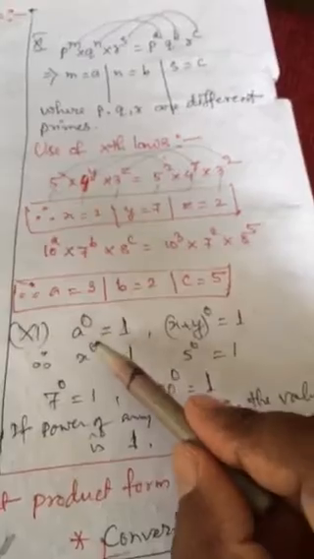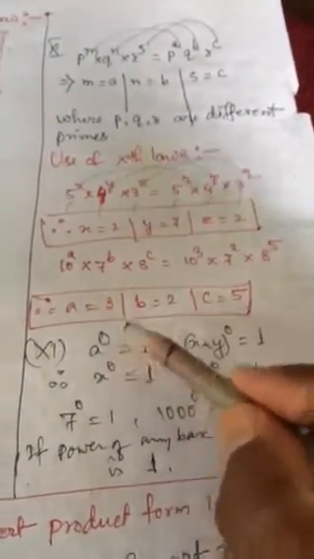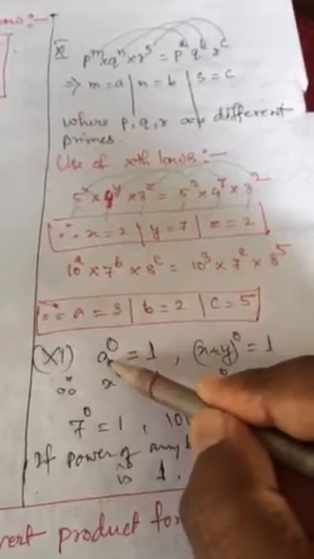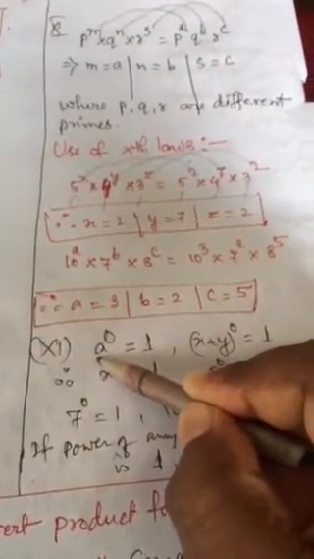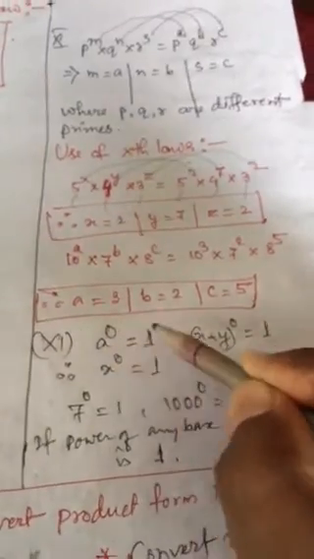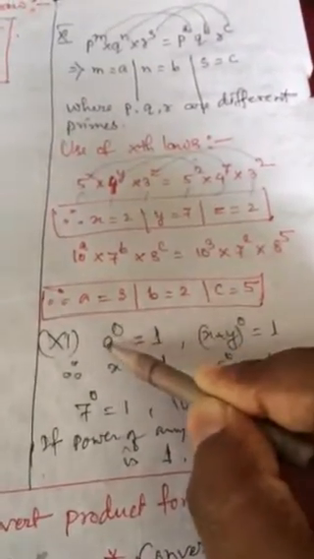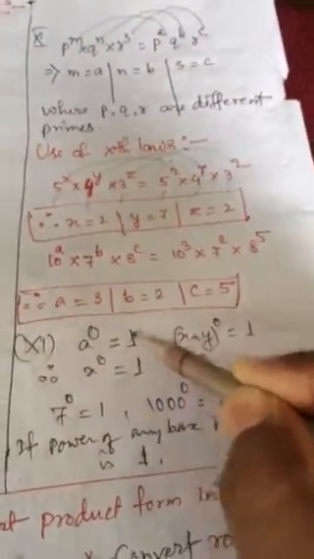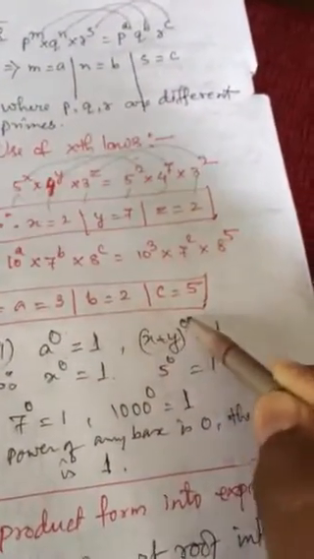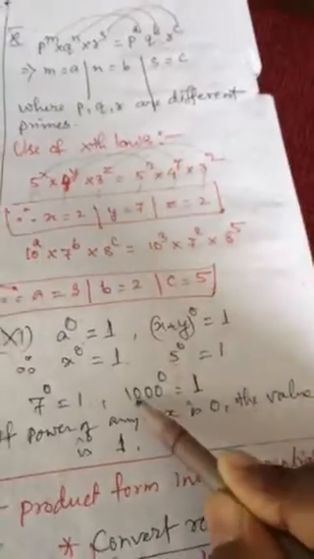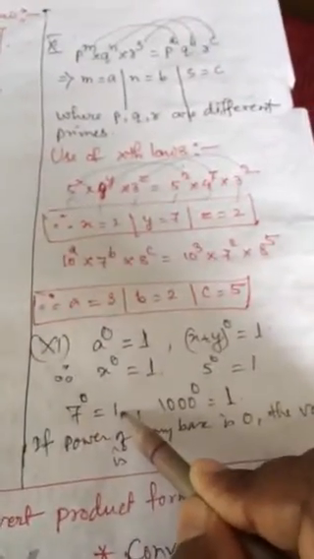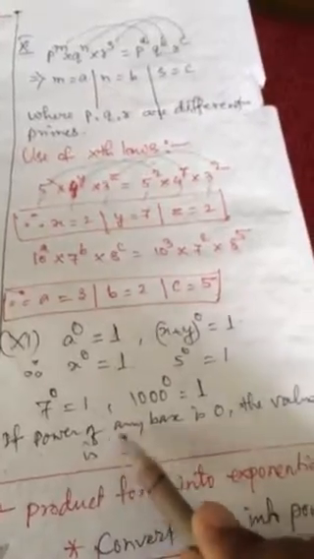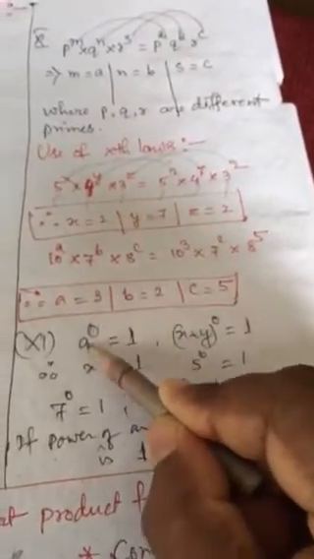And one more thing, it is very, very important. If the power is 0 to any base, the value is always 1. A to the power 0 is 1, x to the power 0 is 1, x plus y to the power 0 is 1, 5 to the power 0 is 1, 1000 to the power 0 is 1, 7 to the power 0 is 1. So if the power of any base is 0, then the value is always 1. Okay, this is the 11th law of indices.